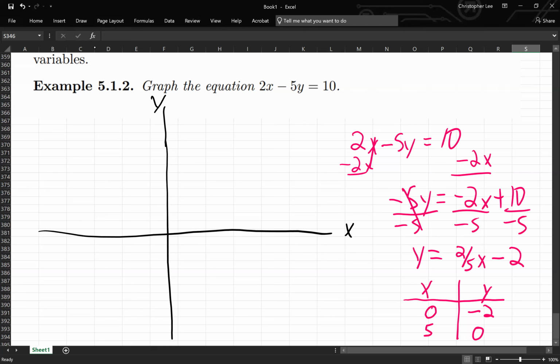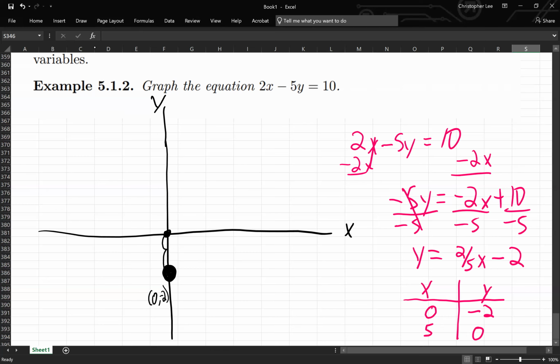All right. So now all I have to do is plot those 2 points. Call it a day, right? Use your ruler, make a line, and that's it. So 0, negative 2, right? Come to the origin in the middle right here, and then I'm going to go down 2. 1, 2. This is that point, 0 comma negative 2.